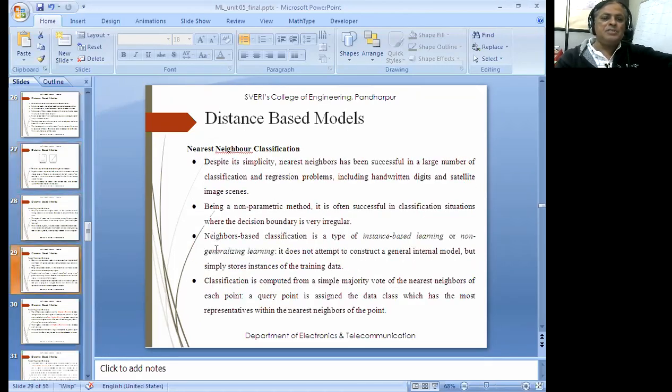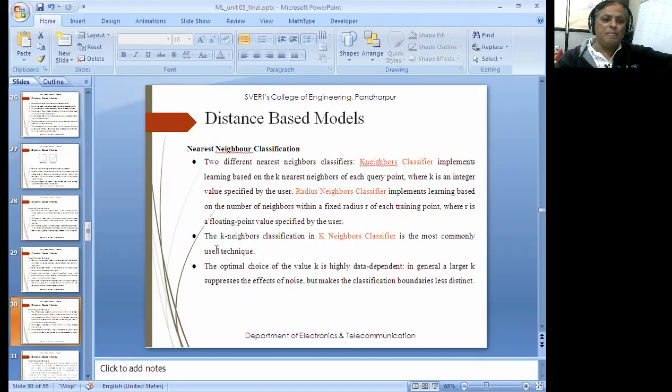Then we have seen nearest neighbor classification. It is also said to be instance-based learning or non-generalizing learning. There are two types of nearest neighbor classification: KNN and the radius-based neighbors classifier. In KNN, k is an integer value specified by the user. Whereas in the case of radius, we have a fixed radius R for each training point, where R is a floating point value specified by the user. The more common choice is KNN.